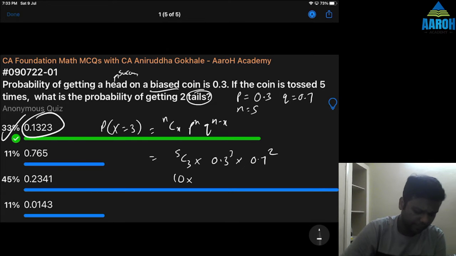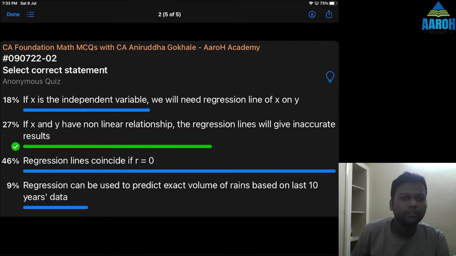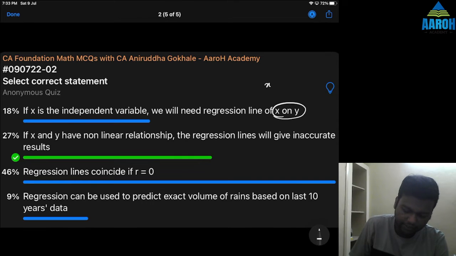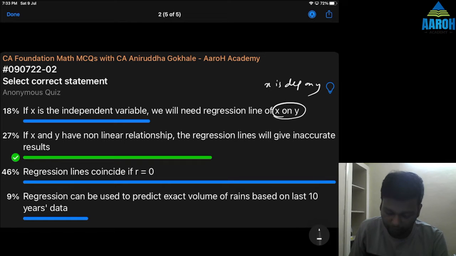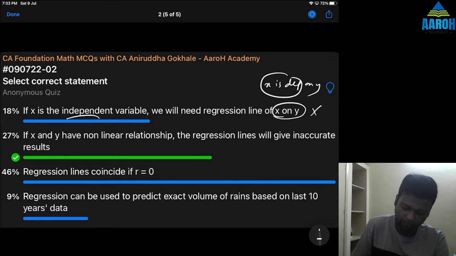Okay. Next, second. Select correct statement. If x is the independent variable, we will need regression line of x on y. Understand? x on y means x is dependent on y. So that means obviously x is dependent variable, not independent. So this is a wrong statement.